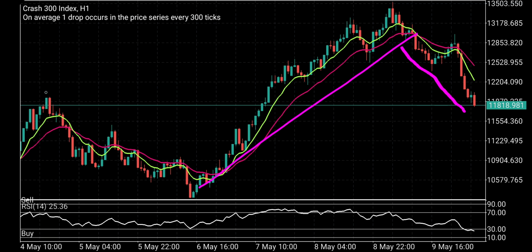Here is some resistance level right here that can possibly turn to support, but you don't just guess on that, okay. You don't guess on that. So you can trade some little retracement, but this market is on a downtrend. Let's view it in the bigger picture of things.